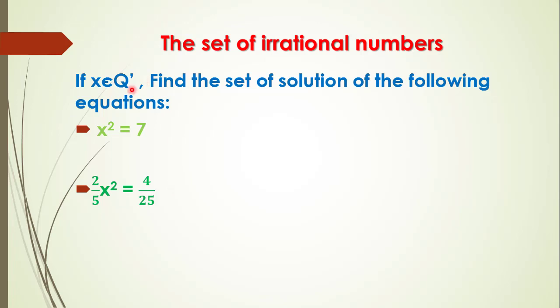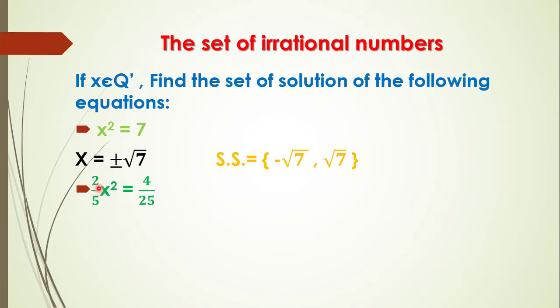Let's take an exercise. If x belongs to Q dash, find the set of solutions of the following equations. x to the power 2 equals 7, and 2 over 5 x to the power 2 equals 4 over 25. The first one, x power 2 equals 7. I want to cancel power 2, so I'll use the square root. I'll take the square root for both sides. The square root of x power 2 is x, and I'll take the square root of 7, but don't forget, for a square root, take the positive and negative value. So positive or negative root 7. So the set of solutions is negative root 7 and positive root 7.